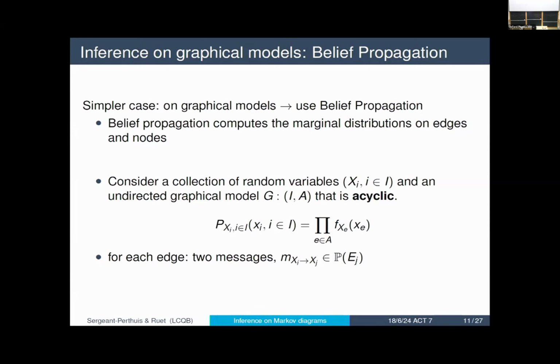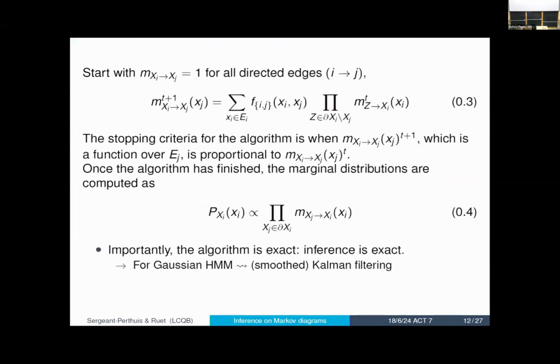So for each edge, you're going to have two orientations, xi to xj, if you have an edge between i and j, and xj to xi, and you're going to associate a message that goes from i to j, that is in fact a distribution on the state space of Xj. Now, if you do this, the formula that I just gave before is equivalent to computing this, which means that you're going to wait.